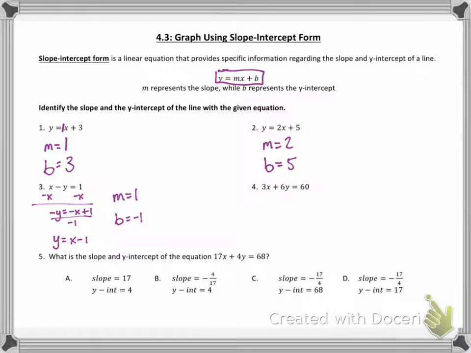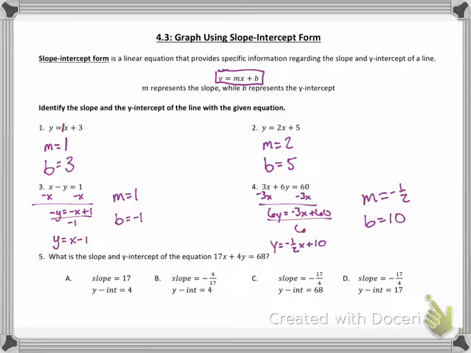Same thing in number 4. We've got standard form. We're going to get the y by itself by subtracting 3x. So we'll get 6y equals negative 3x plus 60. Divide everything by 6, we'll get y equals negative 1/2 x plus 10. Slope in this case would be negative 1/2, and the intercept would be 10.